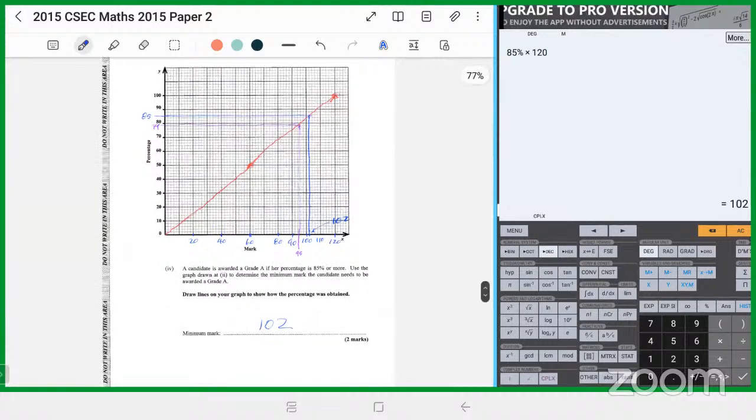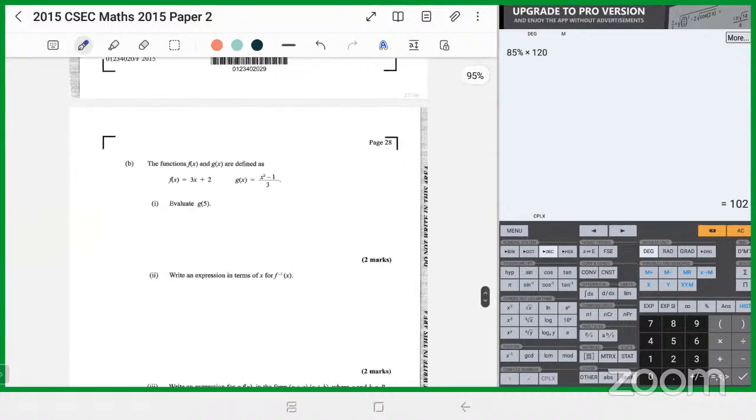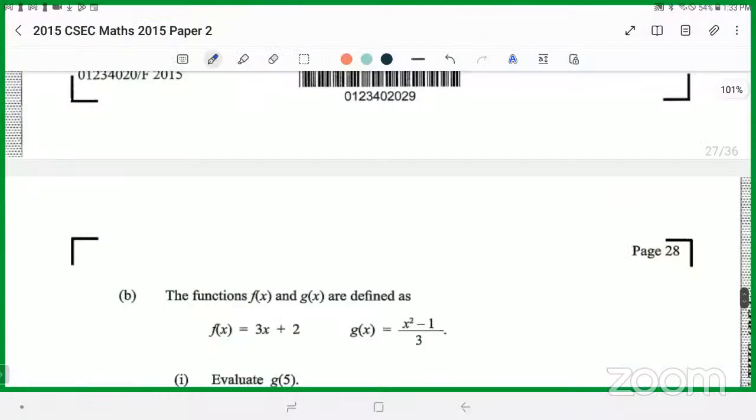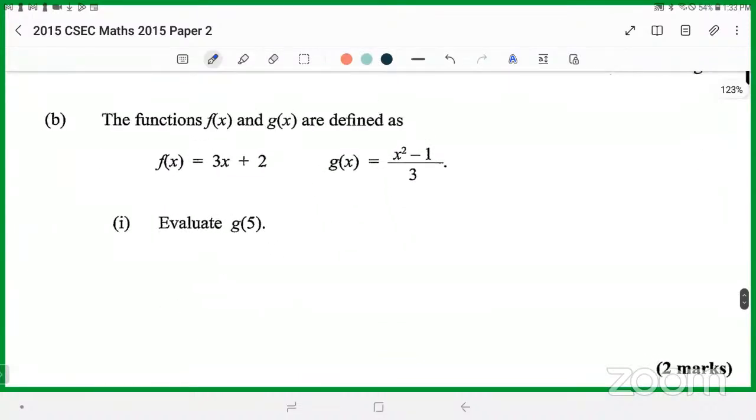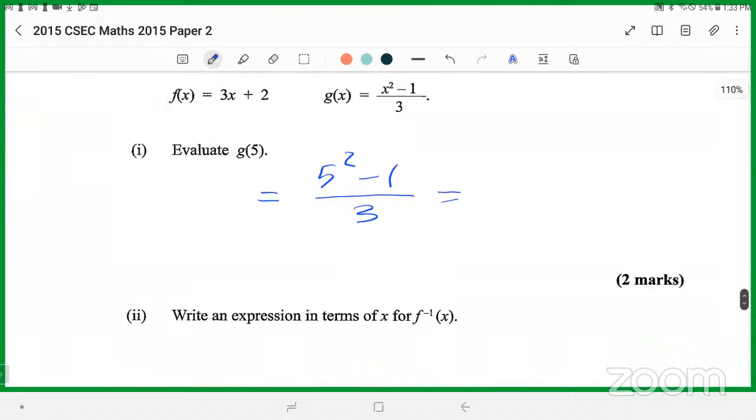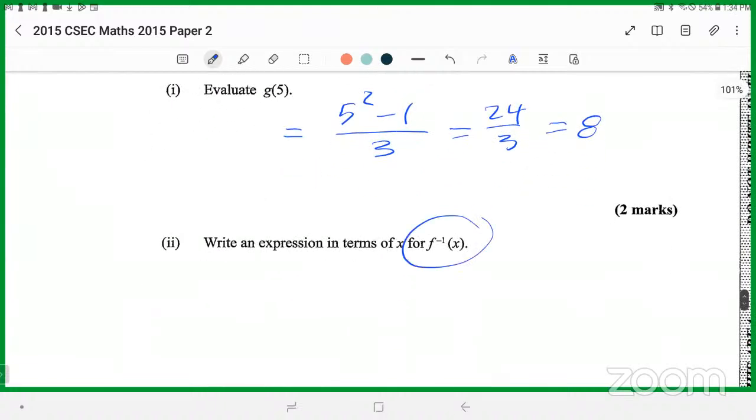Easy question. Next part, a quick functions question. It says f of x is this, g of x is that. We want g of 5, so we're going to put 5 up here in the g function. So this becomes equal to 5 squared minus 1 over 3. That becomes 25 minus 1 is 24 over 3. That becomes 8.